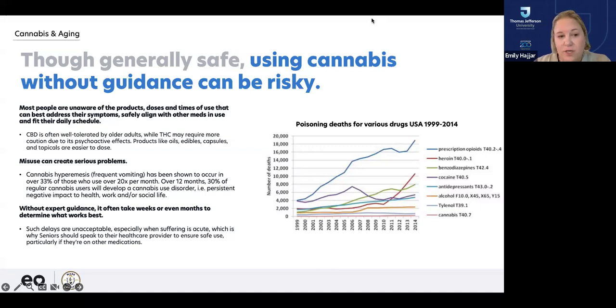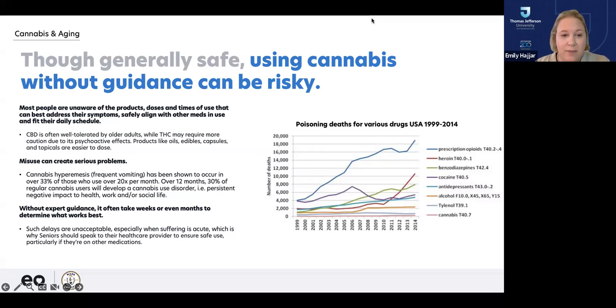And then Brooke talked about the two major components of cannabis right now, which are THC and CBD. We know that CBD is usually very well tolerated because it doesn't have any psychoactive effects. THC requires a little more help because we know that's the one that can potentially cause some dizziness or some sedation.